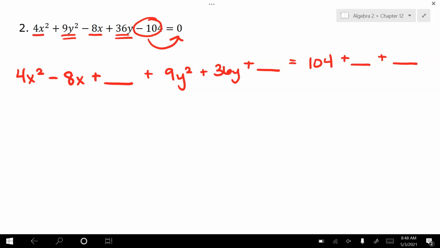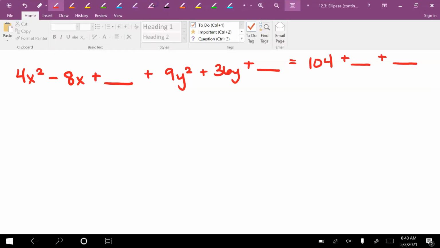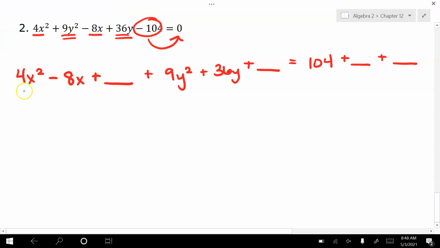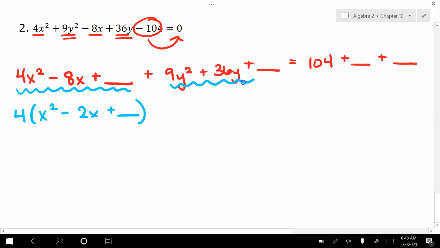Now before we do completing the square, from this first section, from these terms here, I'm actually just going to pull out a 4. Because 4 can go into the 4x squared and the -8x. So if I take a 4 out, it's going to say x squared minus 2x, and then our blank value there. And then from the second set, I'm going to go ahead and take out a 9. So then it would say y squared plus 4y, and then our blank again. And everything on the right side is going to stay the same for now.